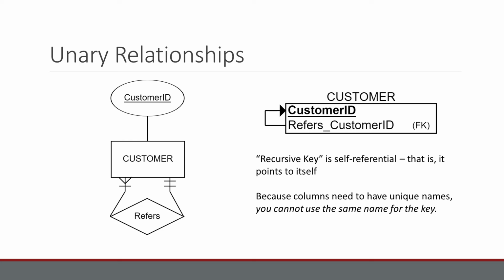M-to-N unary relationships are handled in the same way as they would be in the binary context, but the key difference is that the relationship table has two foreign keys which point to the same primary key. See page 83 in the Yukich book for an illustration of this.